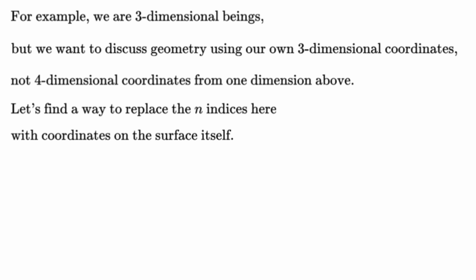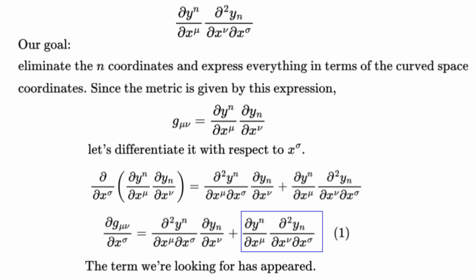For example, we are three-dimensional beings, but we want to discuss geometry using our own three-dimensional coordinates, not four-dimensional coordinates from one dimension above. Let's find a way to replace the n indices here with coordinates on the surface itself. Our goal: eliminate the n coordinates and express everything in terms of the curved space coordinates.